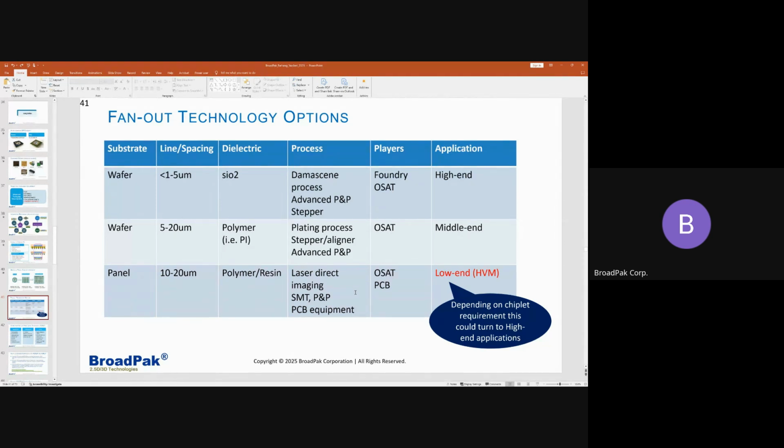And again, this could include the SMT pick and place equipment. You need the laser, and the direct imaging is going to be available at the OSAT and the PCB, and it's going to be at the lower end, and it's for high volume. Okay.